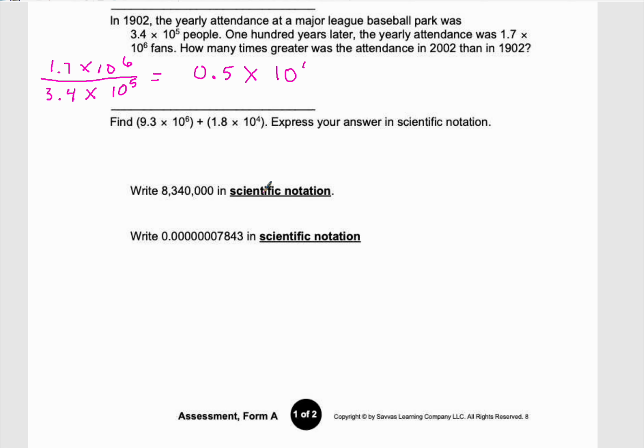Can I leave it like this? No. I've got to move my decimal to make this number bigger, which means what do I do with this number? Make it smaller. So it's going to be 5 times 10 to the 0 power. What is 10 to the 0? 1. So 5 times 1 would just be 5. So it's 5 times more people seeing the baseball game in 2002 than in 1902. But leave it in scientific notation. This is just fine right here as it is.